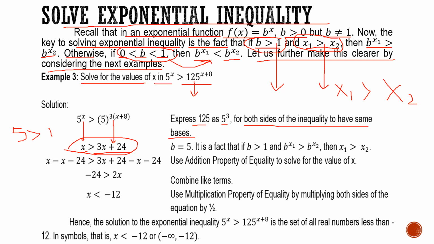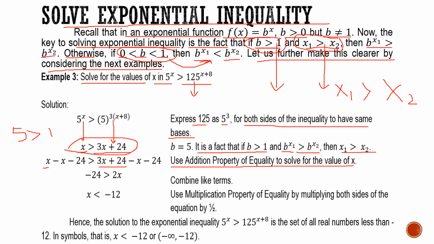Now, it is a fact that if b is greater than 1, b raised to x sub 1 is greater than b raised to x sub 2, wherein your x sub 1 is greater than x sub 2. So that's how we see things. So use the addition property of equality to solve for the value of x. Now, as you can see in your original inequality, you have x here and 3x plus 24 here.